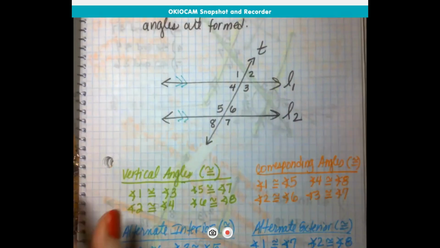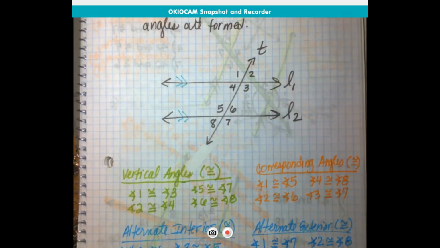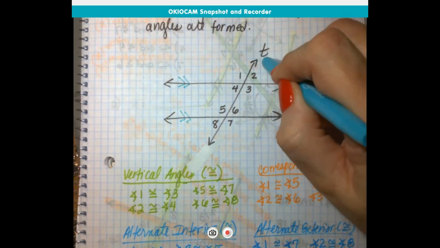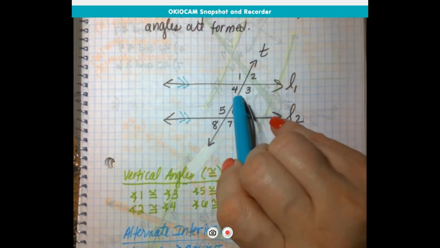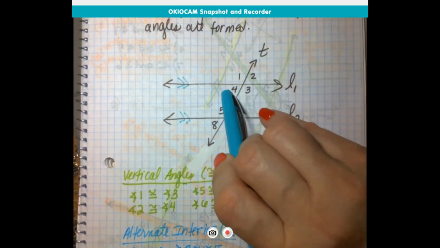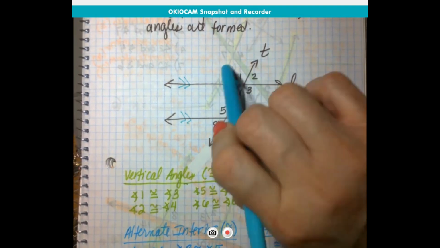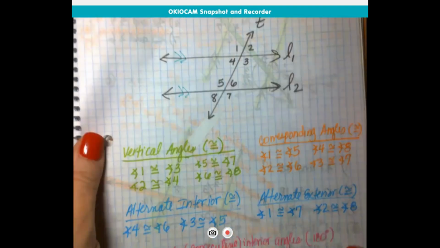You have a bunch of supplementary angles. Anything that forms a straight angle. See? 1 and 2 form a straight angle. 2 and 3 form a straight angle. 3 and 4 form a straight angle. 1 and 4 form a straight angle. And this is just in this line. We got the same thing down here. So let me write it down.